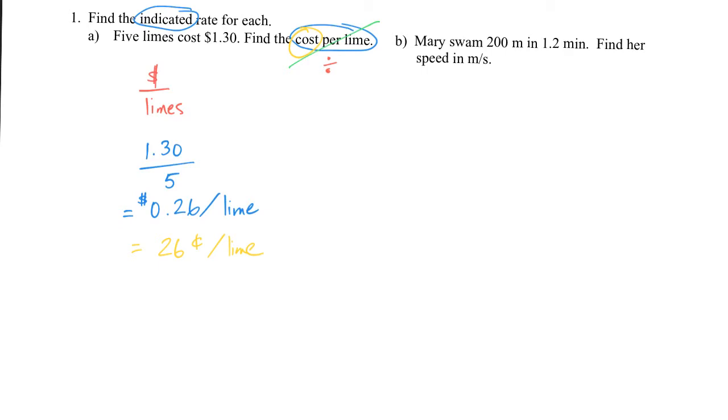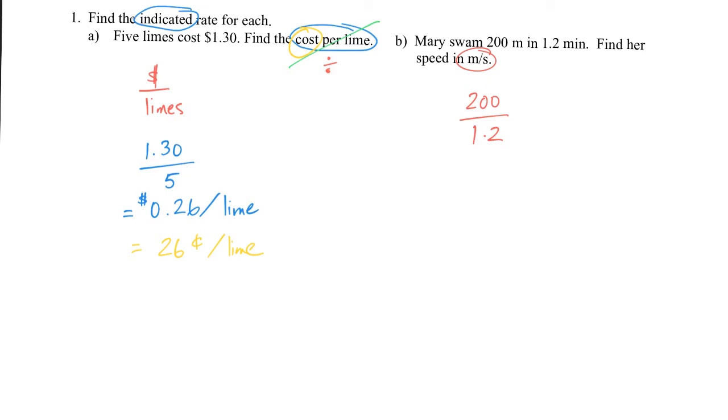Okay, let's take a look at B. Mary swam 200 meters in 1.2 minutes. Find her speed in meters per second. This is where we want to be very, very careful, because we could pretty quickly look and go, oh, there's my indicated rate, meters per second. And so very quickly we say, well, 200 divided by 1.2, because we just get used to using the given values in the problem, and we'll notice that we would be making a mistake in that instance.